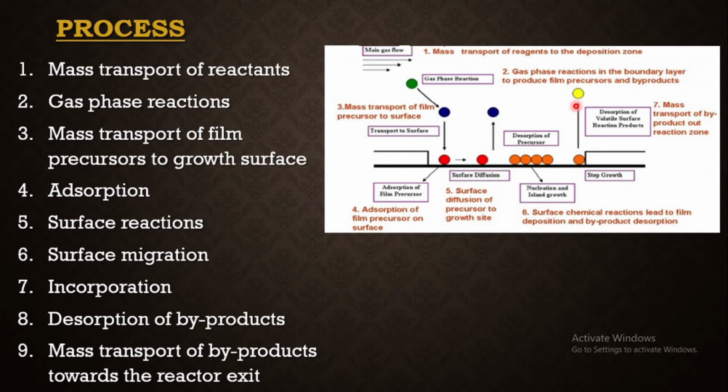byproducts in the bulk gas flow region away from the deposition zone towards the reactor exit. So this is how, by remembering these 9 main points, we can understand the total process which is going to take place within the reaction chamber in the chemical vapor deposition process.